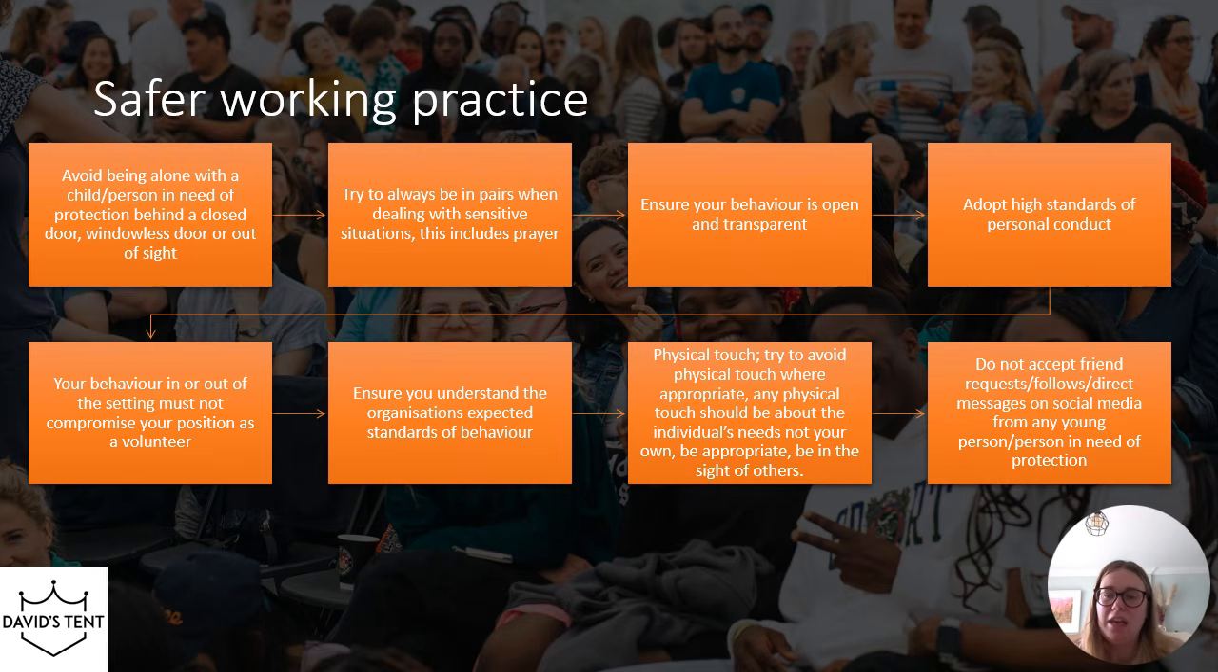And just in terms of social media, because it is a big part of people's lives now, if somebody who is under 18 or a person in need of protection requests to follow you, connect with you, or direct message you on any of the social media platforms, please don't. It's just about trying to keep you safe. If it's somebody that you have regular contact with in your church, that's okay, but from a one-off connection at David's Tent, it's best practice to not accept that friendship request, especially if you've come across them due to a situation where you may be communicating with us.